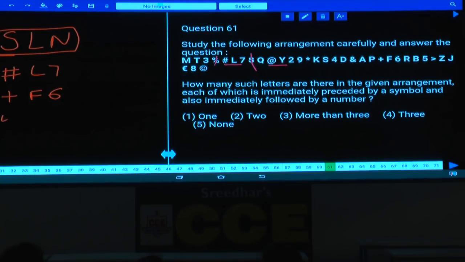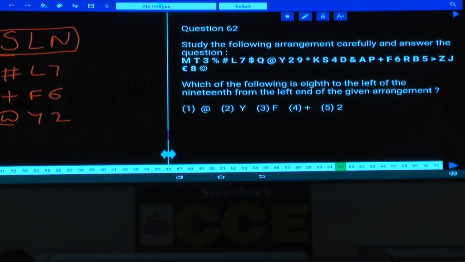Hence, what is the other one here? At the rate of y and 2, symbol, letter and a number. Hence, how many in total we have? 3. Hence, in total we are having some 3. That is choice for his answer. 61. Then question number 62.